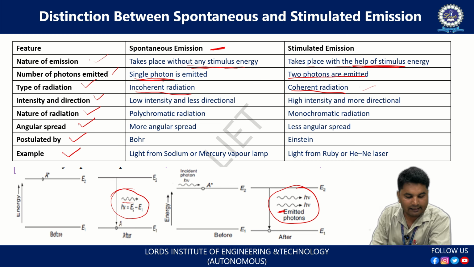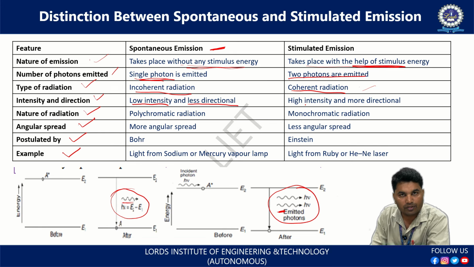Now let's see the intensity and direction. So here in spontaneous emission, it will be having low intensity and be less directional. Spontaneous emission will be less directional. As the light is getting spread across, we cannot term that as having a high directionality. Henceforth, we are giving a name here as less directional.